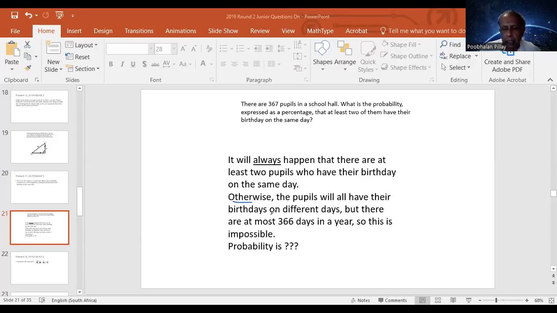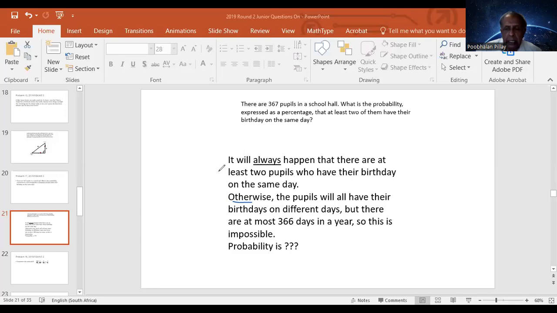But there are at most 366 days in a year. So is it possible that you can have 367 people who are filling in 366 days? It's not possible. If you got 367 people filling 366 days, you must have at least one of those days having two of those pupils.